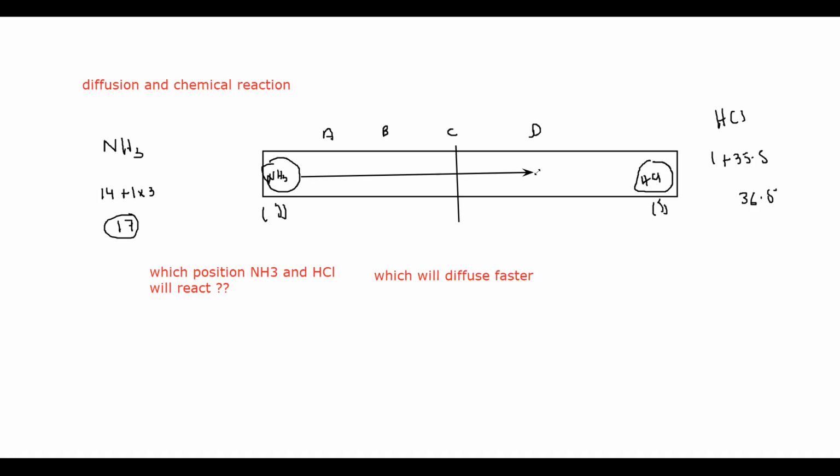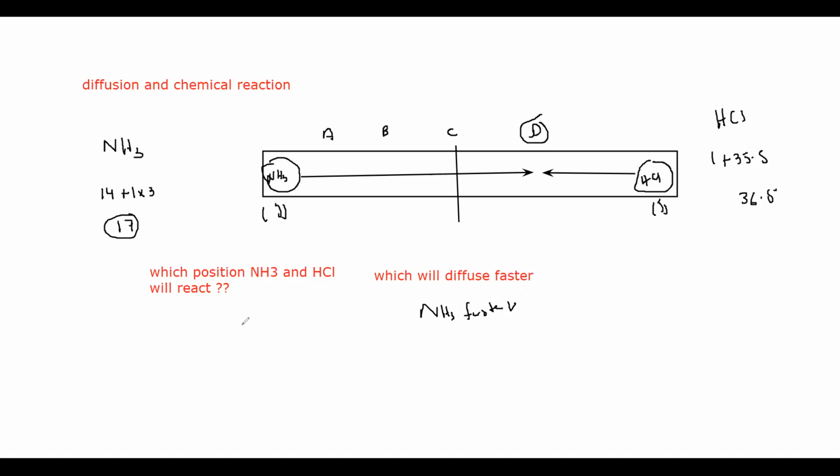So at which point will they react? They will react at point D. Is it clear why D? Because NH3 is diffusing faster, so it will cover greater distance. Whereas HCl is heavy, so it is taking more time to diffuse.